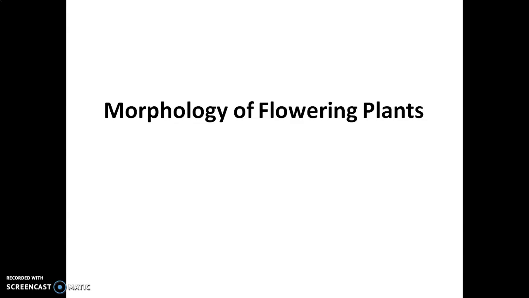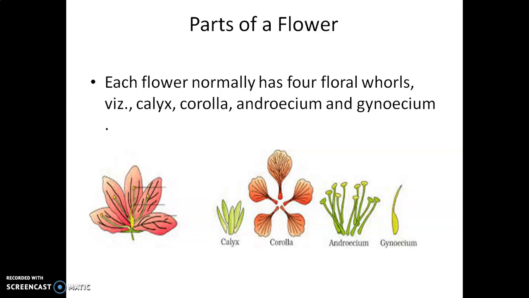Today let's discuss the second topic from the lesson morphology of flowering plants, and the topic is parts of a flower. In the introductory class we already discussed the four whorls of a flower, but we have to discuss in detail about the four whorls: calyx, corolla, androecium and gynoecium. See, this is calyx. These are petals or corolla. This is the male reproductive part, androecium, and this is the female reproductive part, gynoecium.